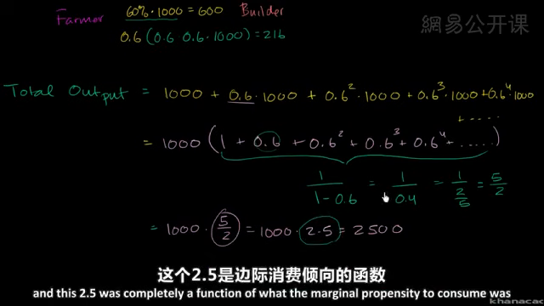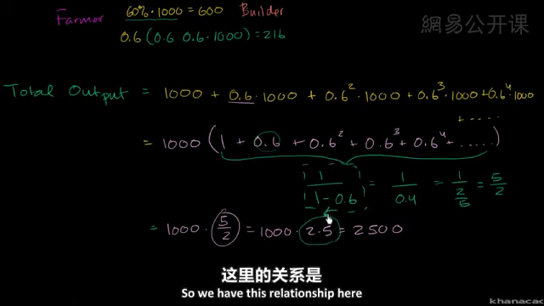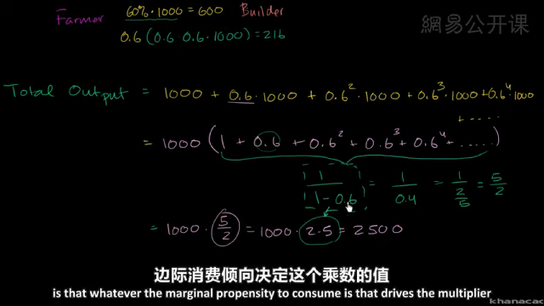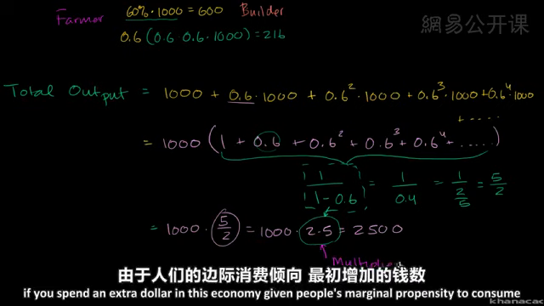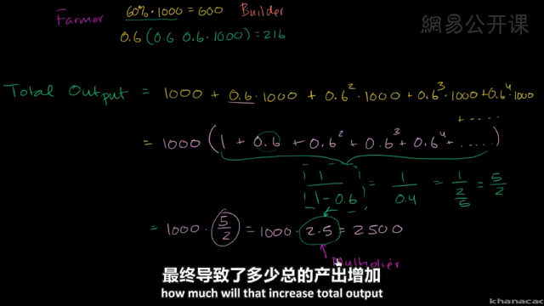And this 2.5 was completely a function of what the marginal propensity to consume was. So we have this relationship here, that whatever the marginal propensity to consume is, that drives the multiplier. And all the multiplier is saying is, if you spend an extra $1 in this economy, given people's marginal propensity to consume, how much will that increase total output?